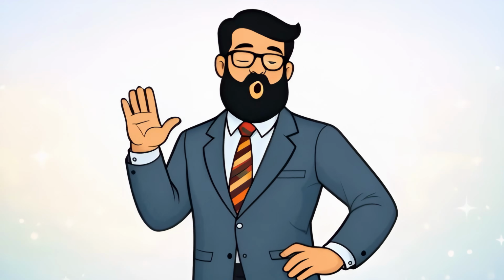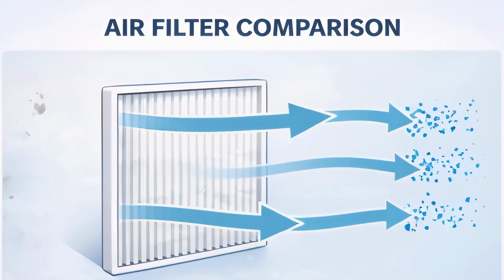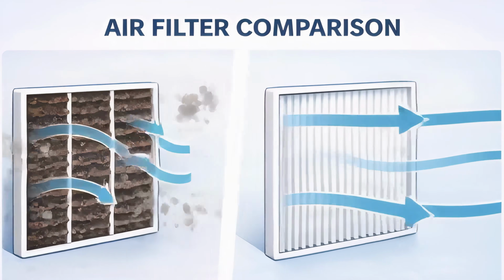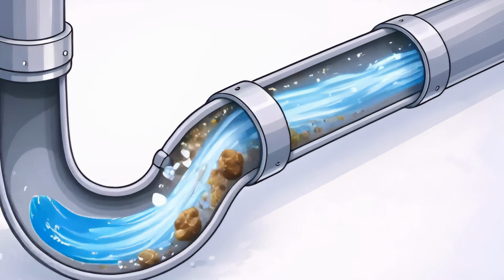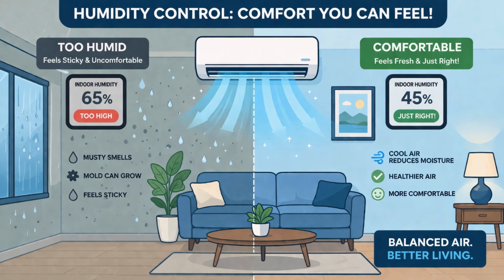The good news is that most of these issues are preventable. One, clean or change your air filter every 30 to 90 days to ensure proper airflow. Two, flush your drain line twice a year with a cup of white vinegar to kill algae. Three, keep an eye on humidity. If you live in a tropical climate, run your AC at a slightly higher fan speed to prevent fascia sweating.